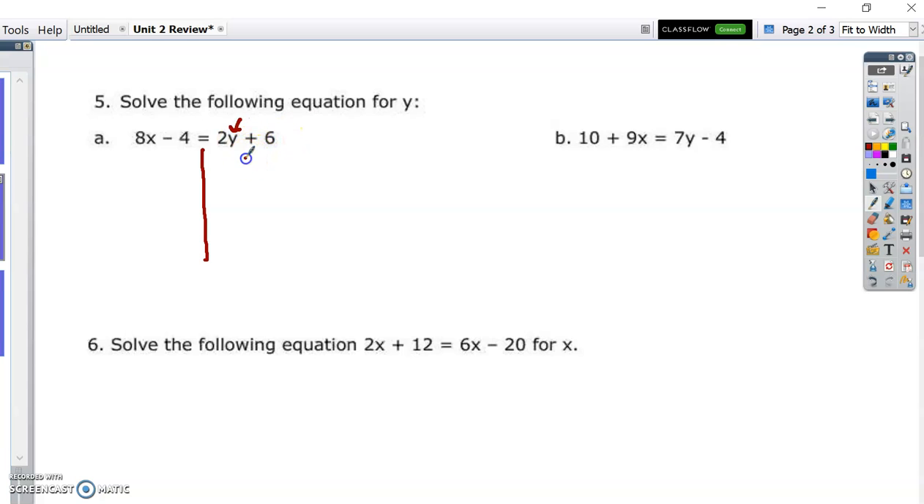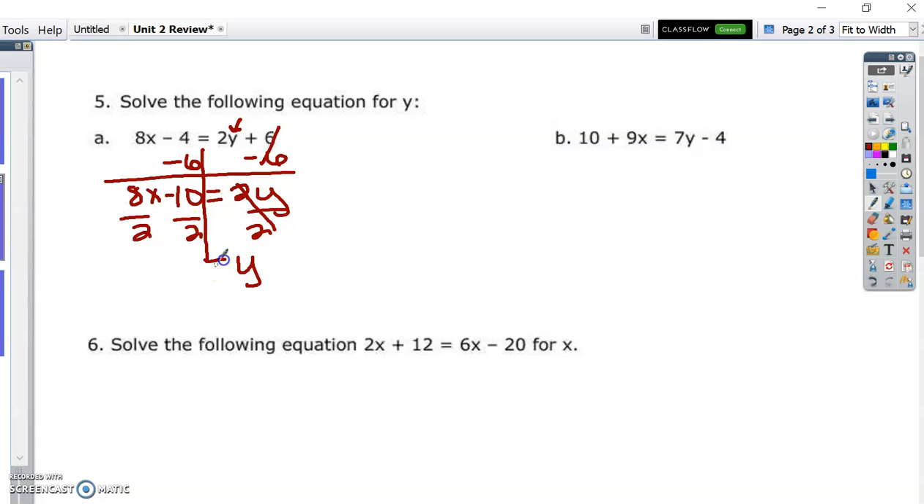Okay, so we're still solving for y, so we need to get y by itself. So we can move the 6 to the other side. So minus 6, and it's a constant. We'll line it up under the other constant. Cancel. We have 8x. Negative 4 minus 6 more is negative 10 equals 2y. Alright, so I'm going to divide by 2, divide by 2, divide by 2, cancel. Y equals 4x minus 5.